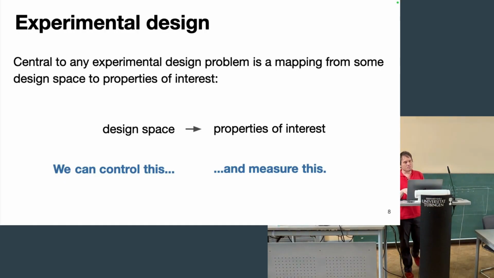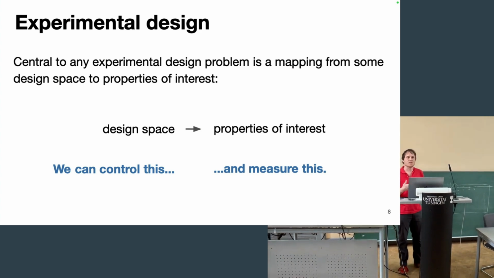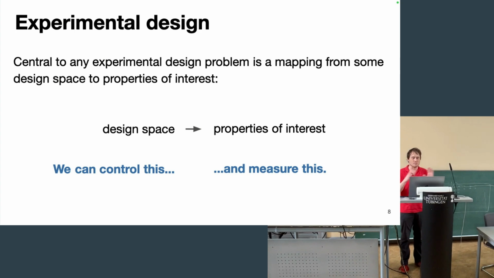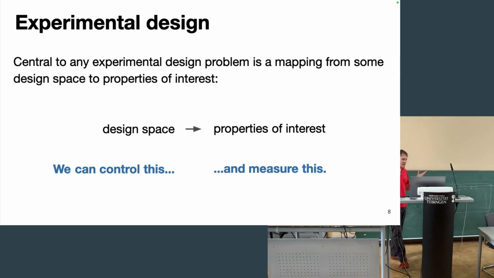Before we talk about the details, I need to establish a common language and some groundwork. What do I mean by experimental design? Central to any experimental design problem, there's going to be some mapping from a design space to some properties of interest. The design space is all of the things about an experiment that we can control, all the configuration that we can do. And the properties of interest will be anything we can measure about the outcome of an experiment after configuring it.